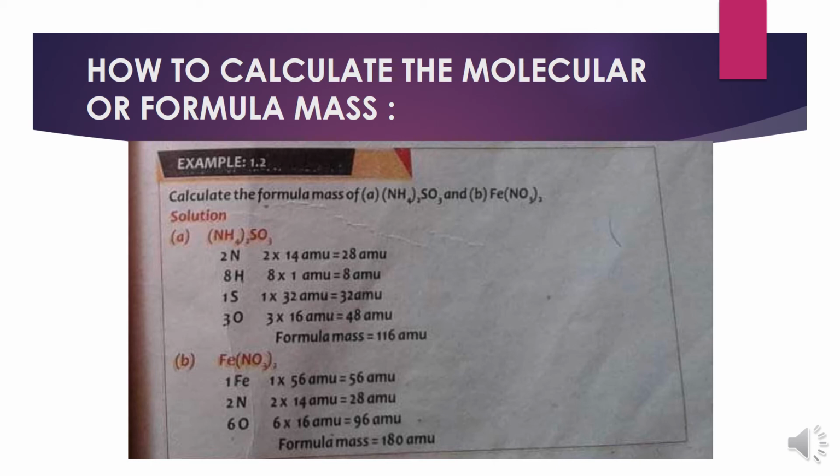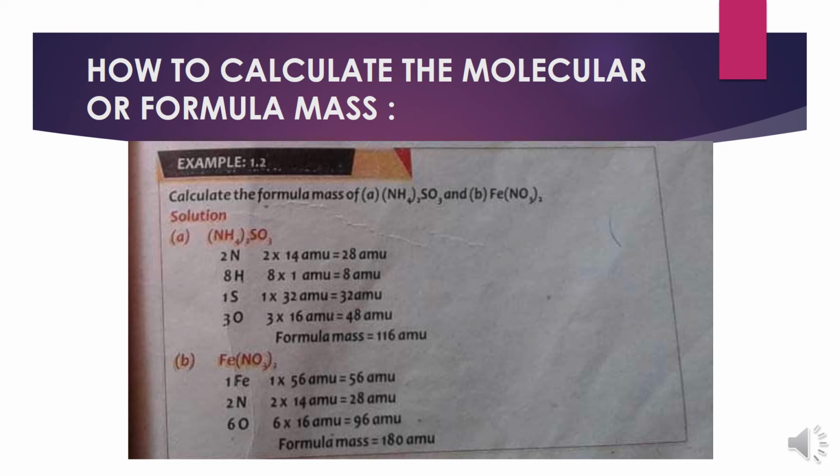Now come towards this one, N1, but outside the bracket 2 is present, so 2 atoms of nitrogen, 4 atoms of hydrogen, but outside it's 2, so 4 into 2 will multiply, and that means hydrogen will have 8 atoms. Sulfur 1 atom and oxygen 3 atoms. Clear? Now coming towards its solution, 2 atoms of nitrogen are present, so 2 into atomic mass unit of nitrogen, that is 14 atomic mass unit, so it becomes 28.